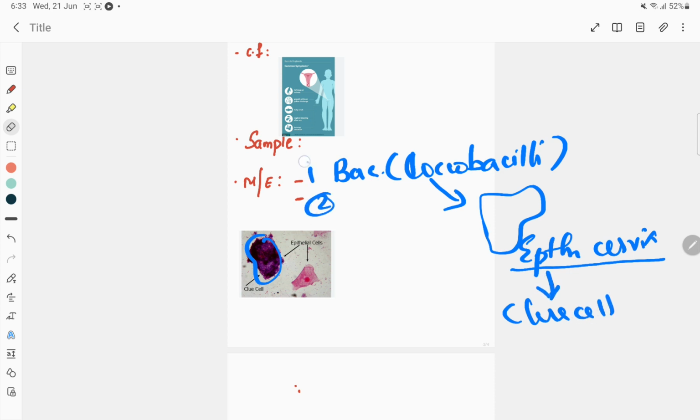And the second thing that you note here is a filmy background, because you can see these small dots in the background. These dots are nothing but the bacteria only. It is the Gardnerella vaginalis only in the background that you see, which gives a filmy background. So I think that is it about the topic.